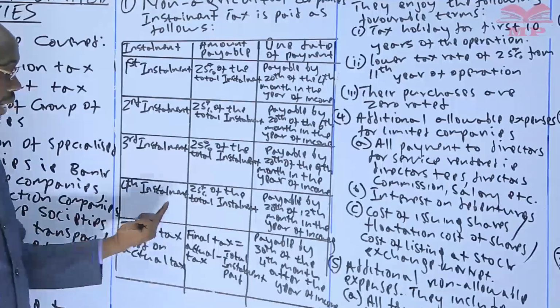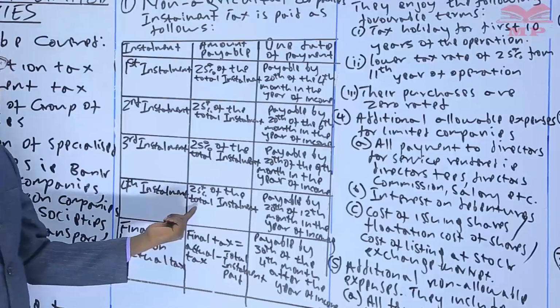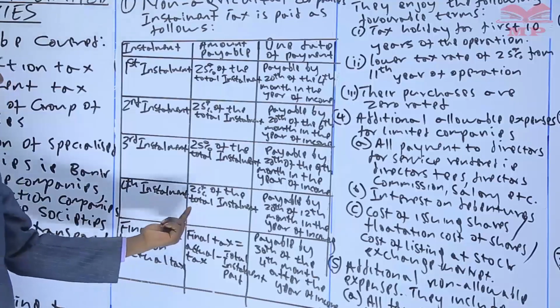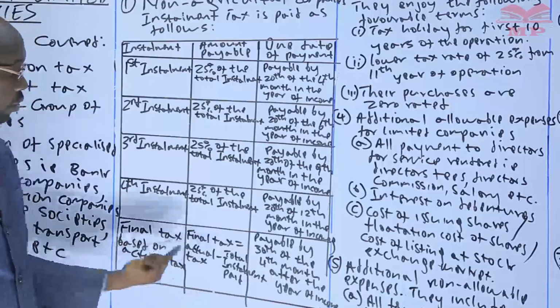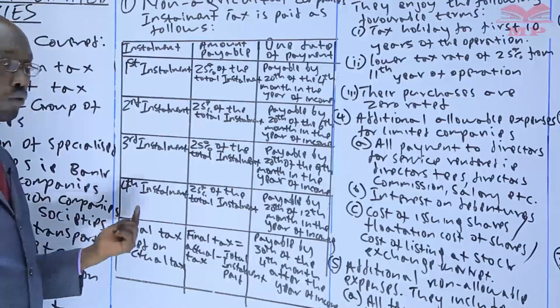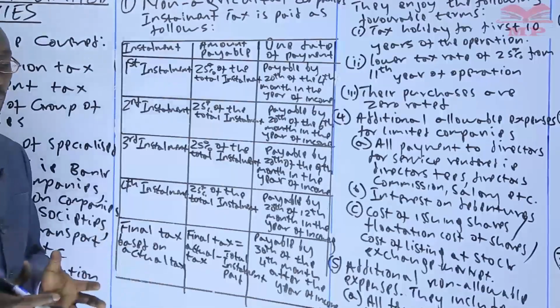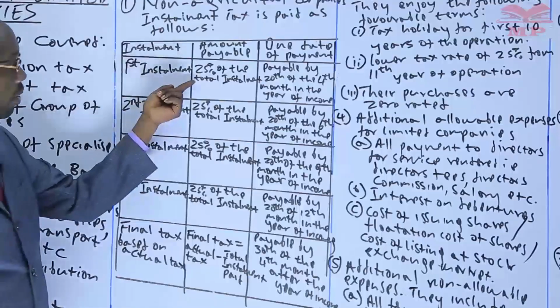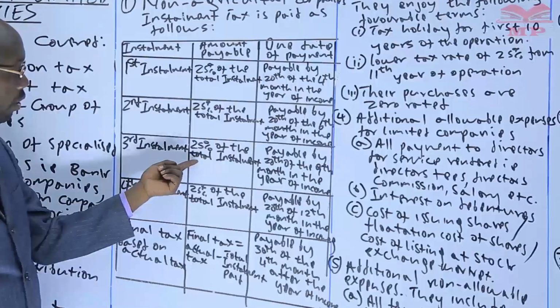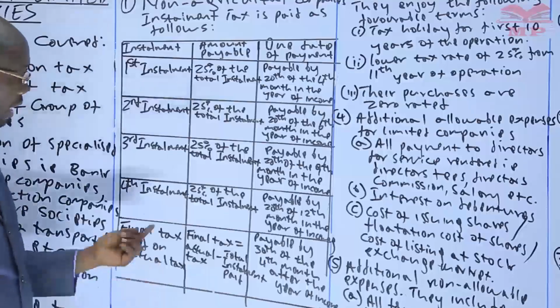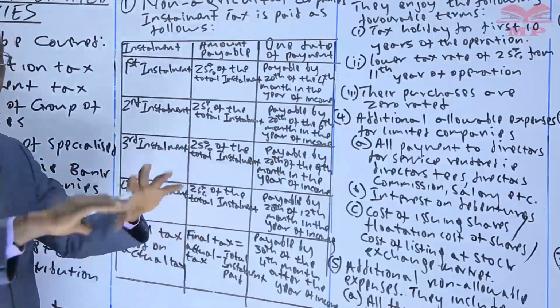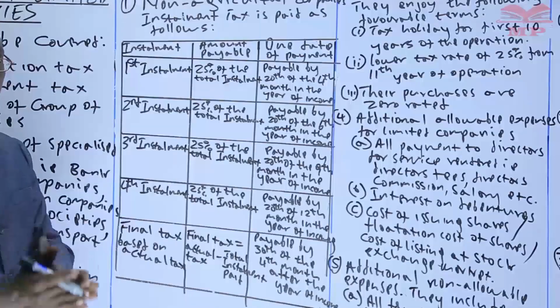Then the fourth installment, another 25% of the total installment of the 11 million we talked about, and you pay by 20th of the 12th month in the year of income. Now, you note that by the time you pay the fourth installment, you would have paid 100% of the total installment, because you had paid first installment 25, second 25, third 25, fourth 25. You add these percentages, you get 100%. So by the time you pay the fourth installment, you have paid 100% of the whole installment, 11 million.